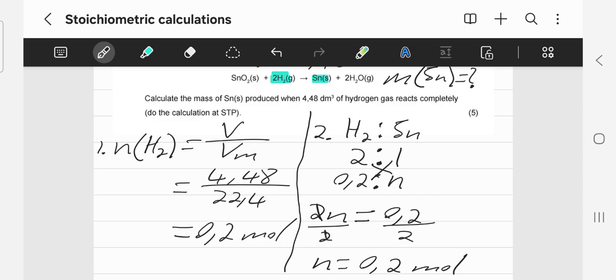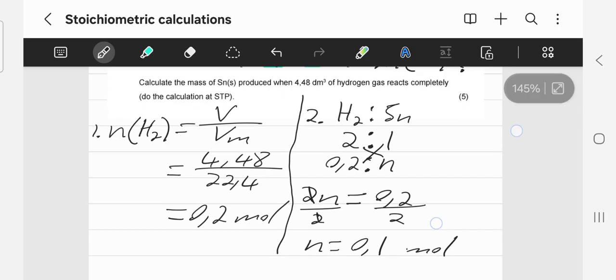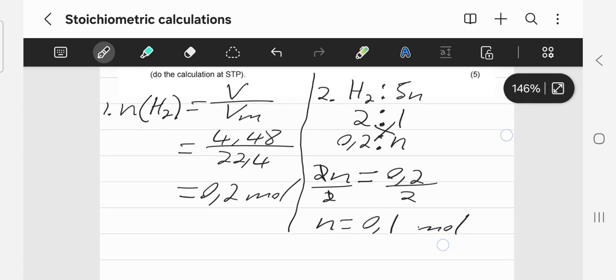0,2 moles. Okay. And you will see, guys, that because the ratio is 2:1, it means that the number of moles of tin are half that of what? Of hydrogen. That's why here our answer, my bad, here it's 0,1, guys. Sorry about that. Our answer is supposed to be 0,1 moles because we divided by 2. I hope you saw that mistake. And then we move on to step number 3 now.